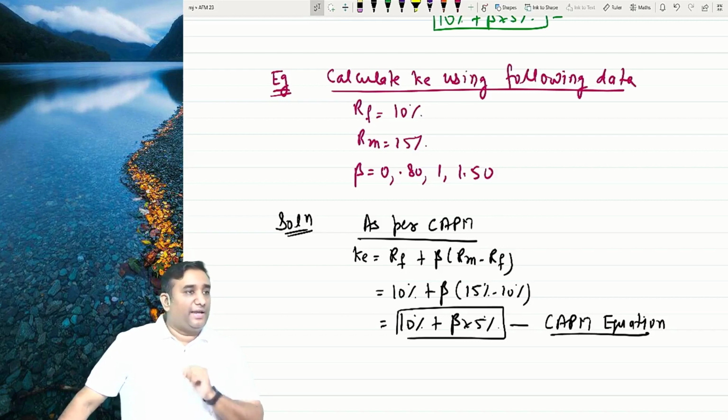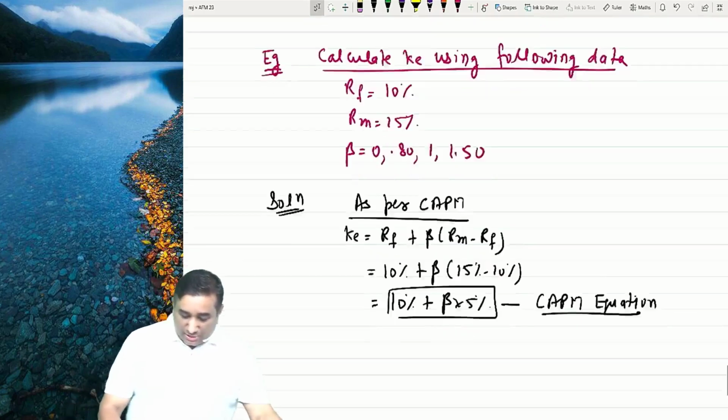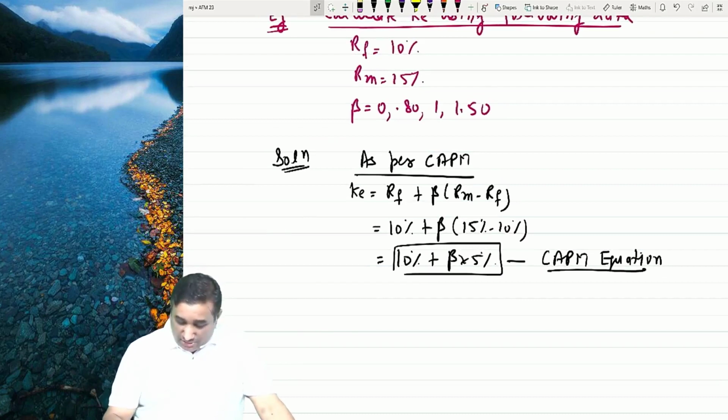If my beta is 0.8, 0.8 into 5 is 4, plus 10, 14. I am getting less than the market because my investment is giving me lesser risk. Lesser risk, lesser return. If I invest in a company whose beta is 1, return would be equal to 15. That means the market risk was 1 and the company also has a risk of 1, so the return would be the same as the market. And if I invest in 1.5, I am taking a higher risk, so return would be higher. Now we only have to substitute the betas. Let's put in the first part.